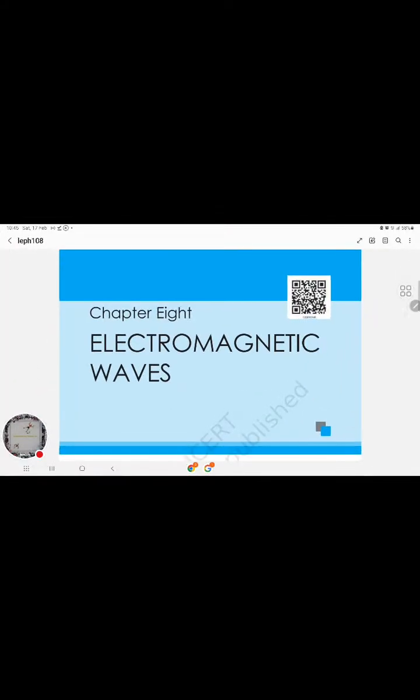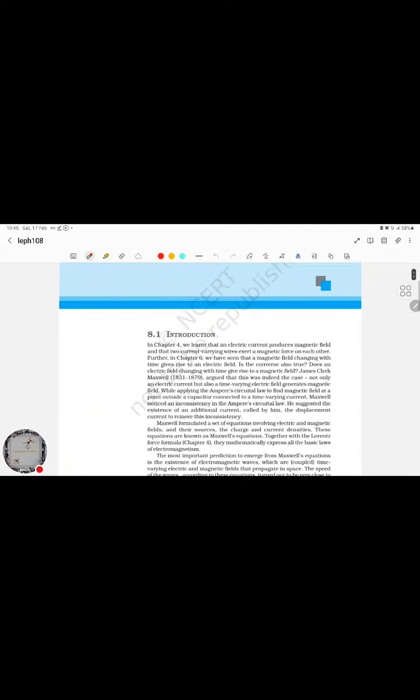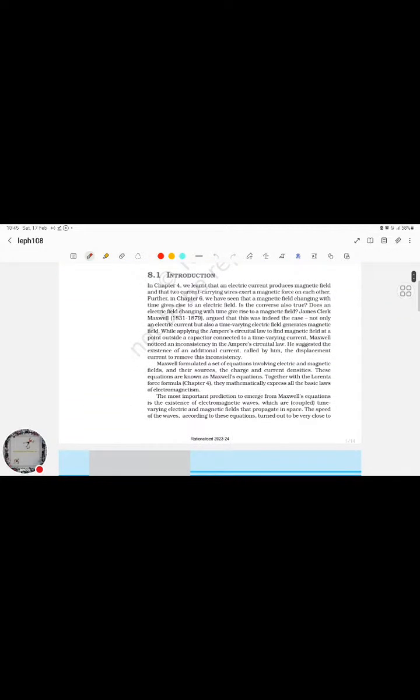Yep. So here we have the electromagnetic waves, chapter number 8. Introduction. In chapter 4, we learnt that an electric current produces magnetic field and that two current carrying wires exert a magnetic force on each other. Further, in chapter 6, we have seen that a magnetic field changing with the time gives rise to an electric field. Is the converse also true? Does an electric field changing with time give rise to a magnetic field? James Clerk Maxwell 1831 argued that this was indeed the case. Not only an electric current but also a time varying electric field generates magnetic field.